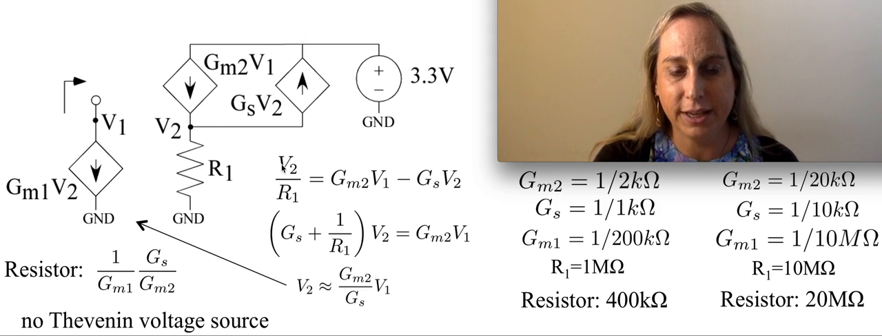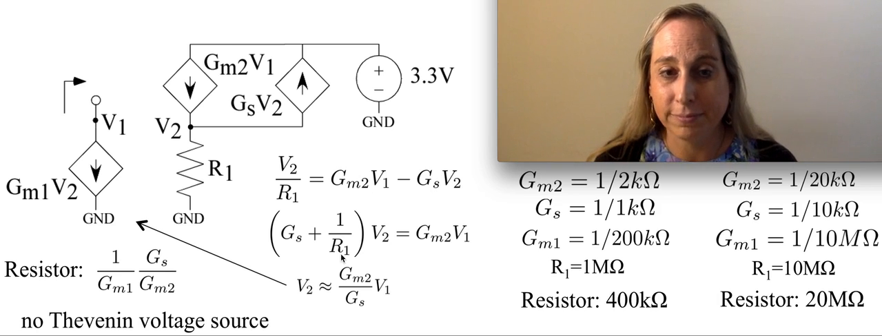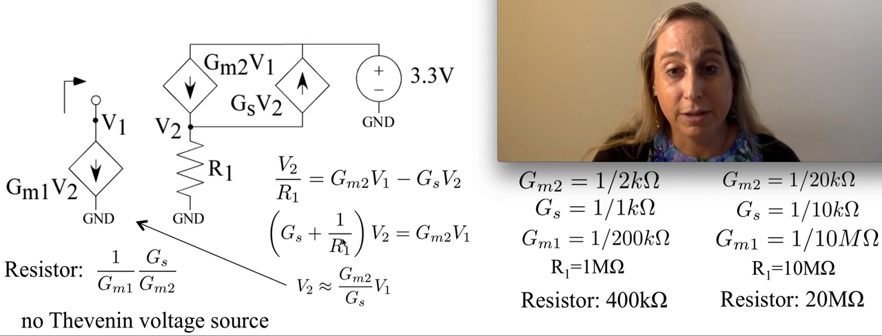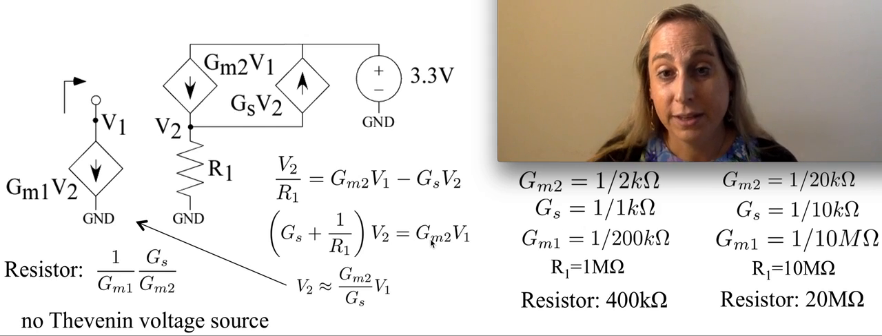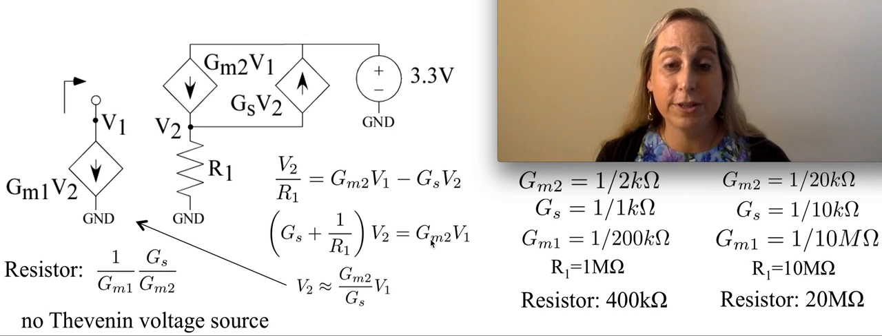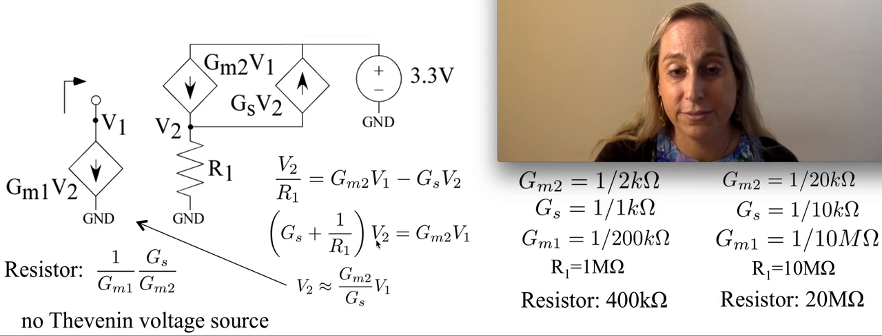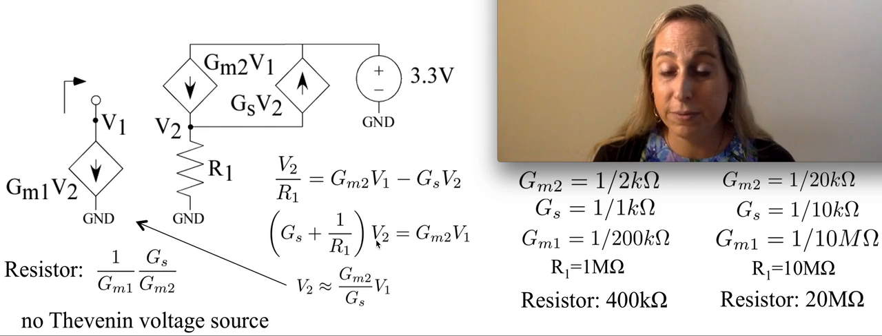I get V2 over R1, GM2, and GS terms all together. Rearranging, I get this equation with GS and a 1 over R1 term. Now the question is which one is typically bigger and which is smaller. We're going to use two different cases here that are probably not unfamiliar if you've done certain transistor cases. Typically, this 1 over R1 is going to be a much smaller value than the GS value.